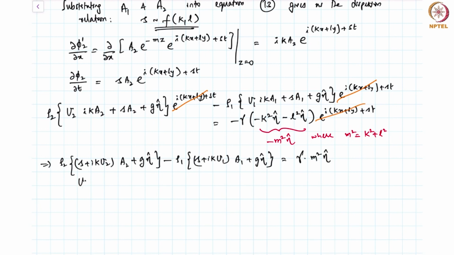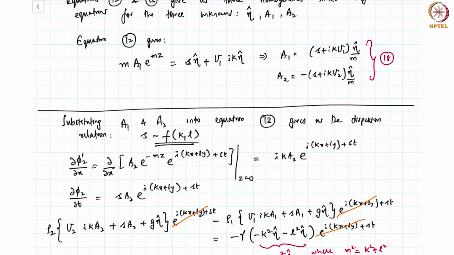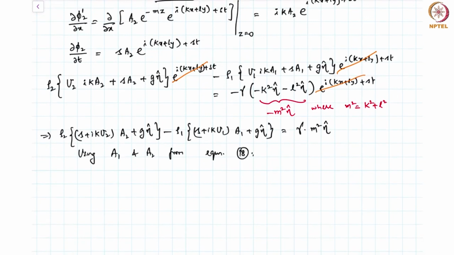Now, using the expressions for A1 and A2 from equation 18, and what was equation 18 for us? A1 was just s plus iku1 times eta hat by m. Let's substitute A1 and A2. I will simply get rho 2 minus (s plus iku2) whole square plus mg.